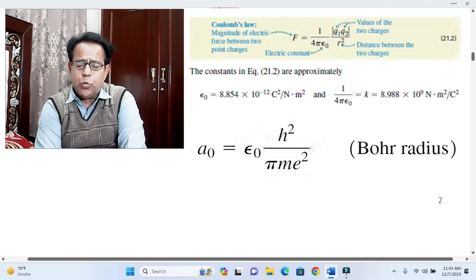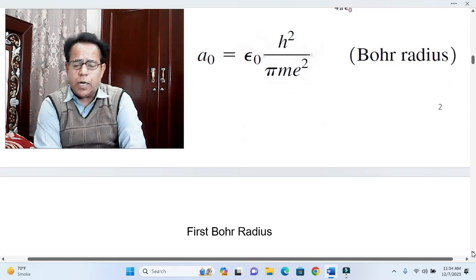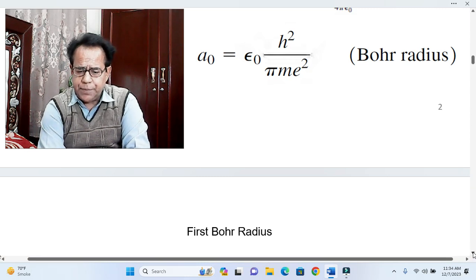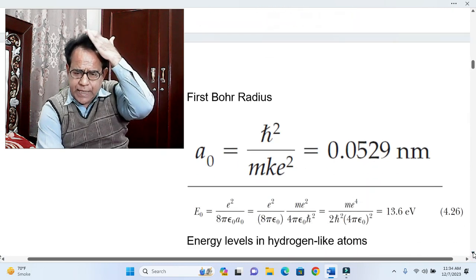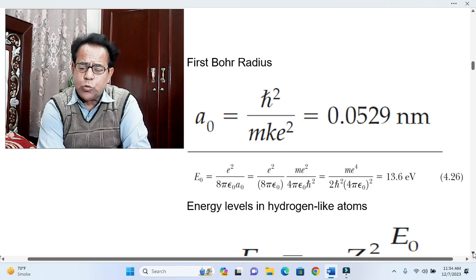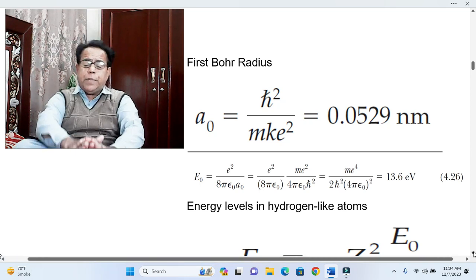Second is that we take the combined value of 1 over 4 pi epsilon naught and multiply it with the square of e. Then the next snapshot is about Bohr radius: a naught equal to epsilon naught h square over pi m e square. Next, first Bohr radius a naught equal to h cut square over m k e square equal to 0.0529 nanometer, nano standing for 10 raised to the power minus 9.